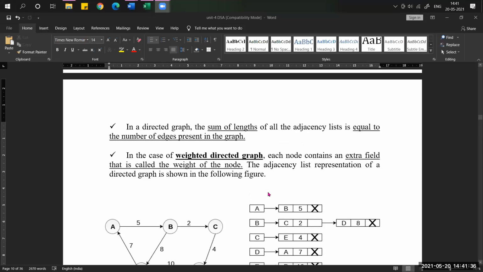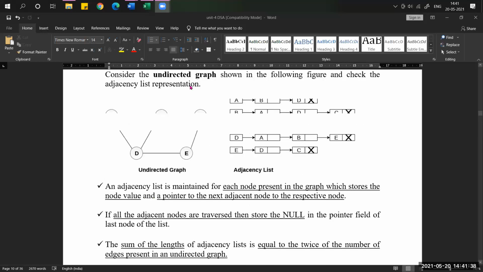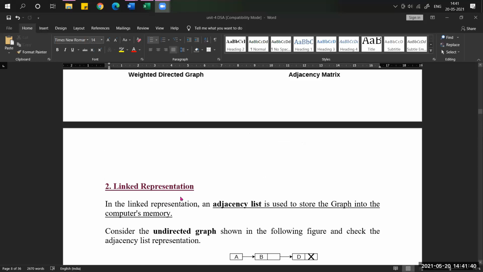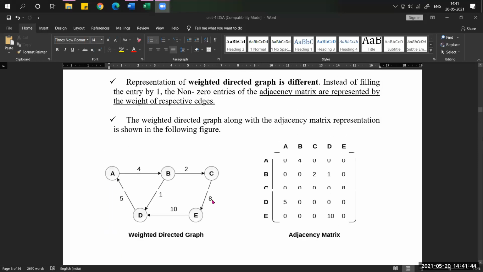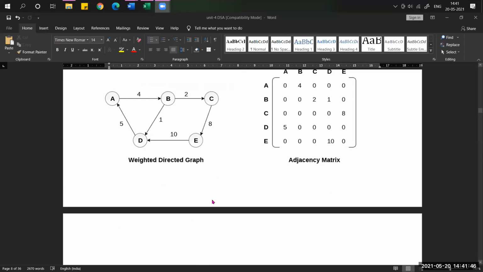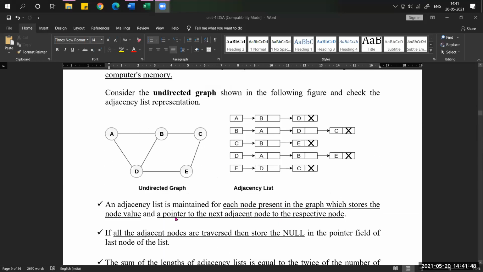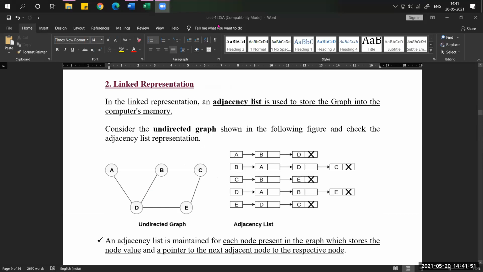So this is what I'm going to explain today. We have totally two types: sequential representation and linked representation. In sequential, we talk about directed, undirected, and weighted. Here also the same thing: directed, undirected, and weighted graph.